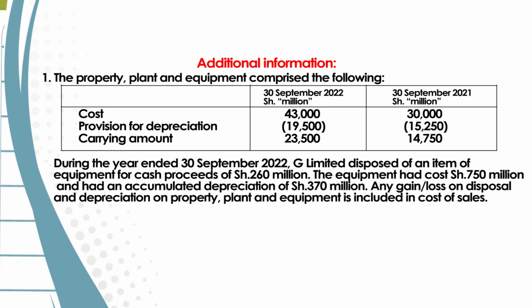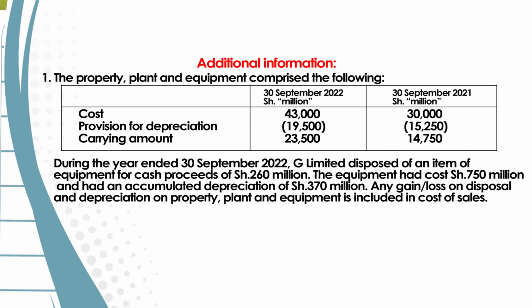So that is the information which is given, and then we are told during the year in sentence 2 of note 1, during the year which ended 30th of September 2022, which is the current year, G Limited disposed of an item of equipment at cash proceeds of 260 million. The equipment had a cost of 750 million and accumulated depreciation of 370.